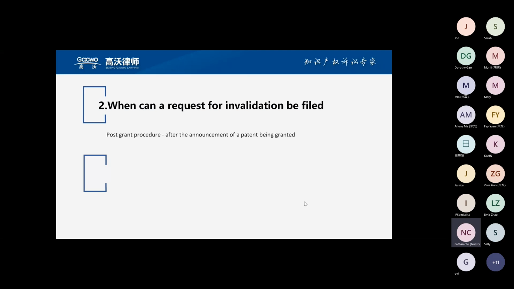Okay, the next question is about when a request for invalidation can be filed. As we know, the Chinese patent invalidation request can only be filed after a patent application was granted. Specifically, it can only be filed after the announcement of a patent being granted. Anytime after the announcement, you can file an invalidation request.